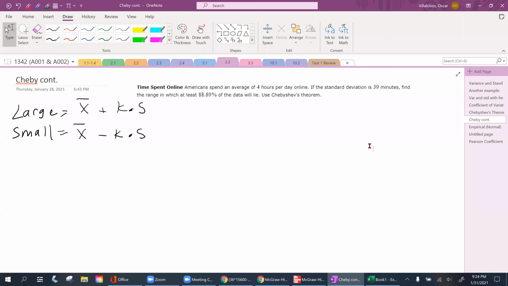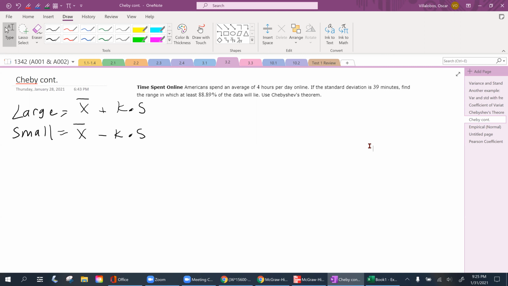So for this next example, continuing Chebyshev's theorem, you're going to be given the other types of values. For this specific question, you're going to want to know those bounds, from what to what. That's what we're going to have to find, the large value and the small value. The question here tells us time spent online. Americans spend an average of 4 hours per day online. If the standard deviation is 39 minutes, find the range in which 88.89% of the data will lie.